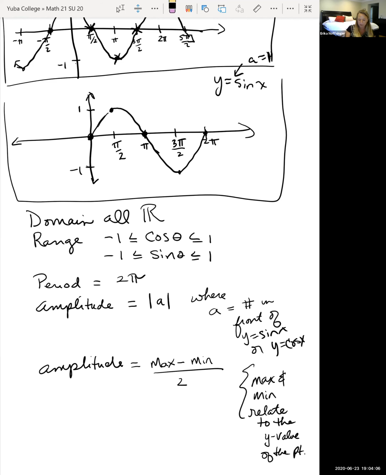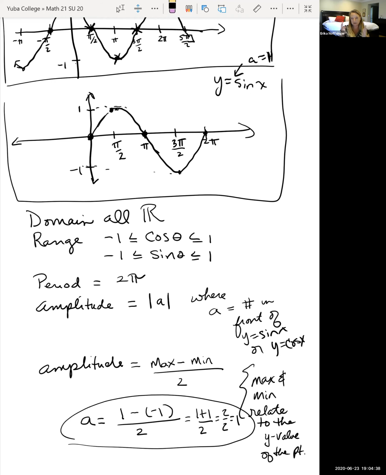So notice that our maximum value in each one of these cases, we reached 1. And our minimum value in each one of these cases, -1. And so if I look at my amplitude, which normally we call A, this is equal to the max, which is 1, minus the min, which is -1, all over 2. So that's 1 plus 1 over 2, which is 2 over 2, which is 1. Which I had told you before, is the absolute value of the coefficient in front.